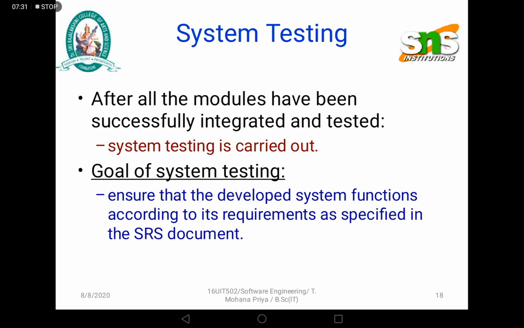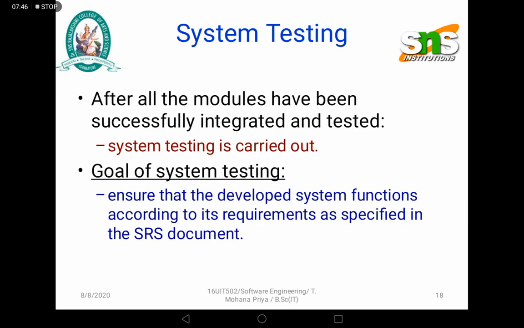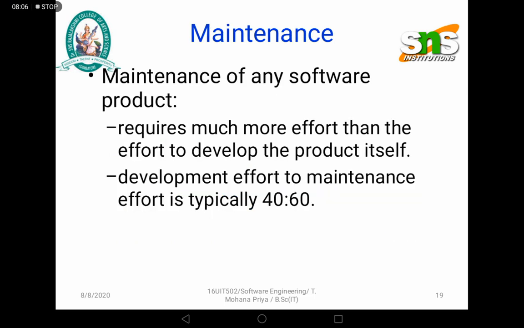System testing starts after the integration testing is over. What is the goal of system testing? It is to ensure the developed system functions according to its requirements as specified in the SRS document. In system testing, the outcome of the software product is compared with the SRS document. Whether the customer expectation is met by the software product or not will be tested in system testing. There are different types of system testing available: alpha testing, beta testing and acceptance testing. That will be discussed in future classes.